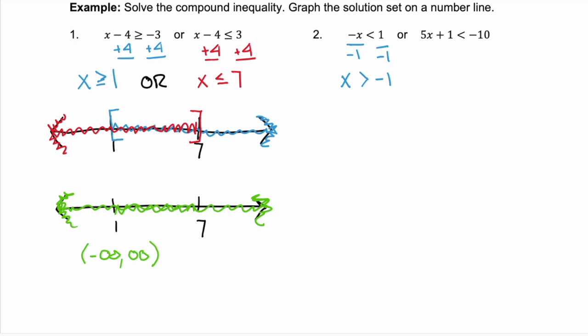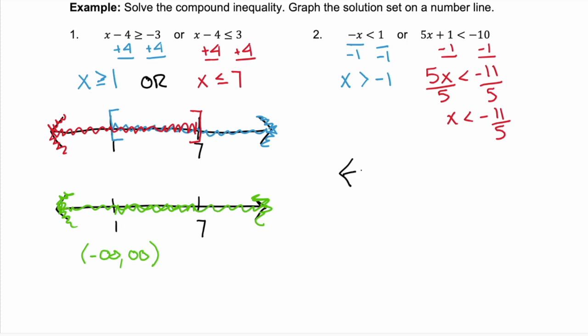And now let's solve the second. We need to subtract 1 first, and that gives us 5x is less than negative 11. Divide by 5, and we have x is less than negative 11/5.